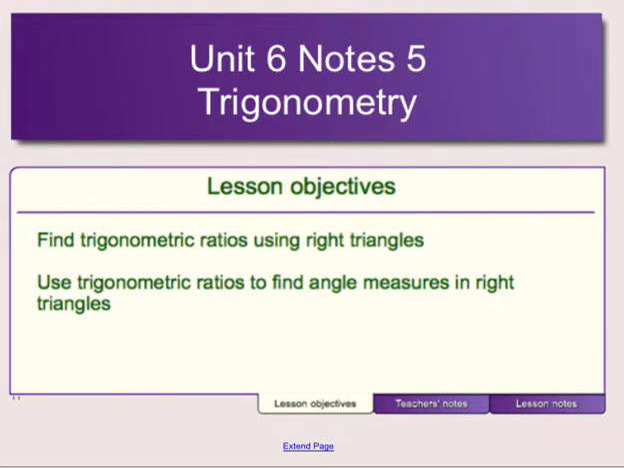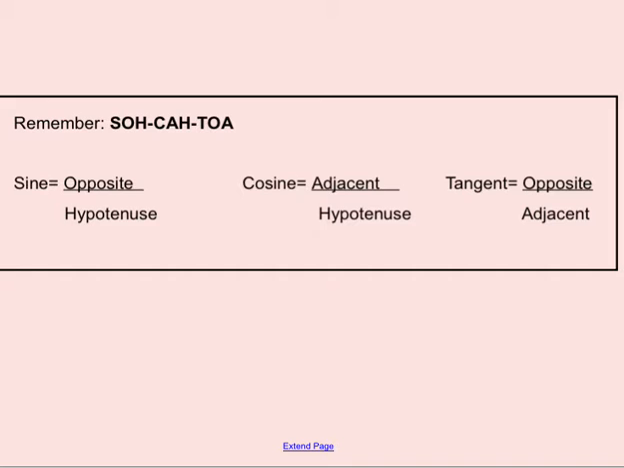So let's go ahead and do a little bit of a review of what we learned yesterday. Sine is opposite over hypotenuse, cosine is adjacent over hypotenuse, and tangent is opposite over adjacent. Okay, so that's the things we need to remember. We usually look at that as SOHCAHTOA. That's how we remember that. So let's go ahead and review some of that.